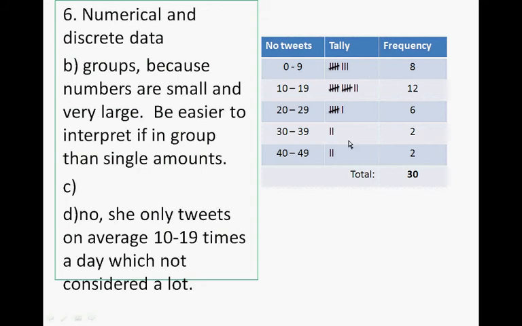C, there it is. Between 0 and 9, there were 8. Between 10 and 19, 12. 20 and 29, 6. 30 and 39, 2. And between 40 and 49. Okay, so now the answer.